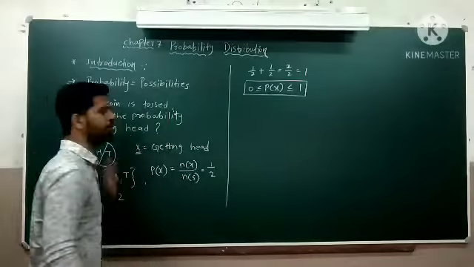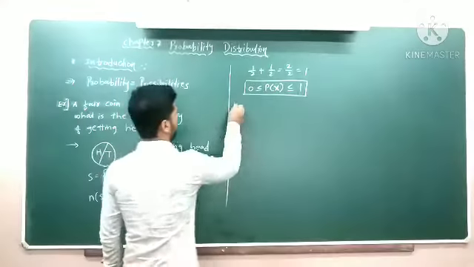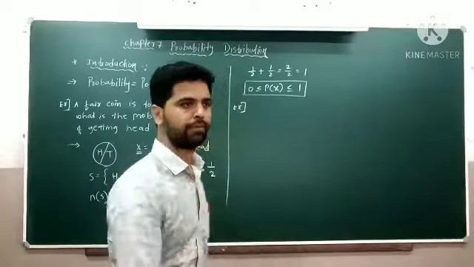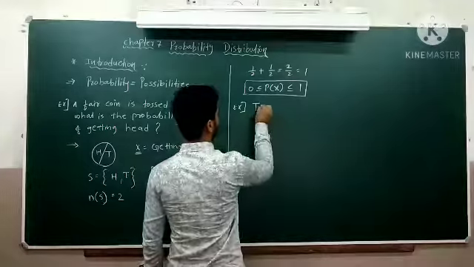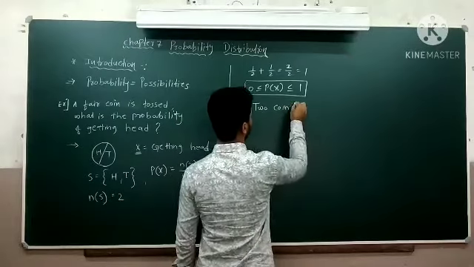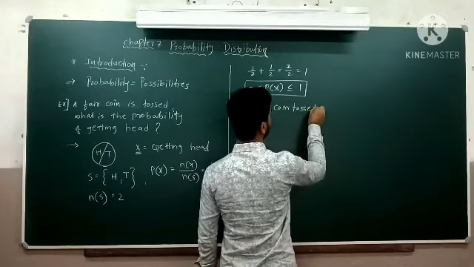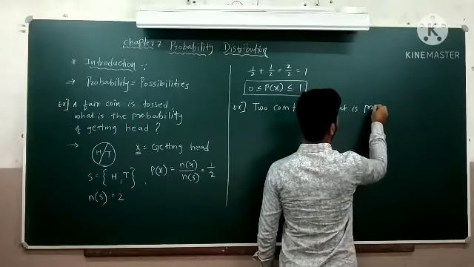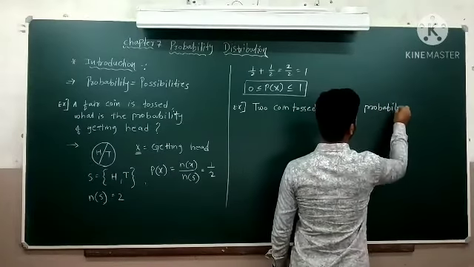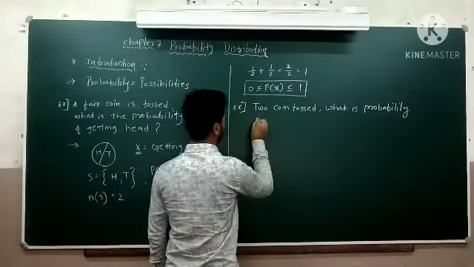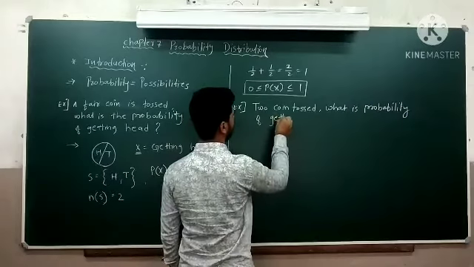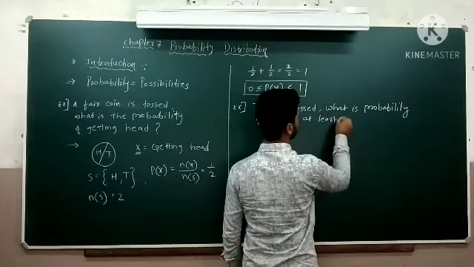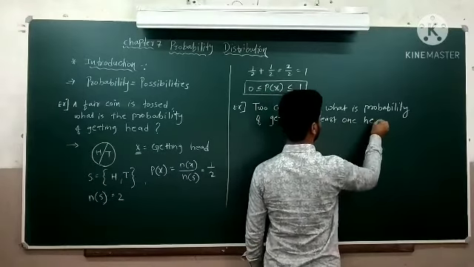Now here we talked about only one coin. But if I toss 2 coins at the same time, what is the probability of getting at least one head?